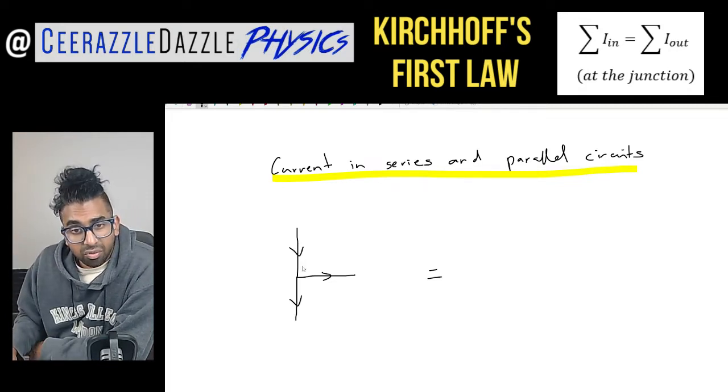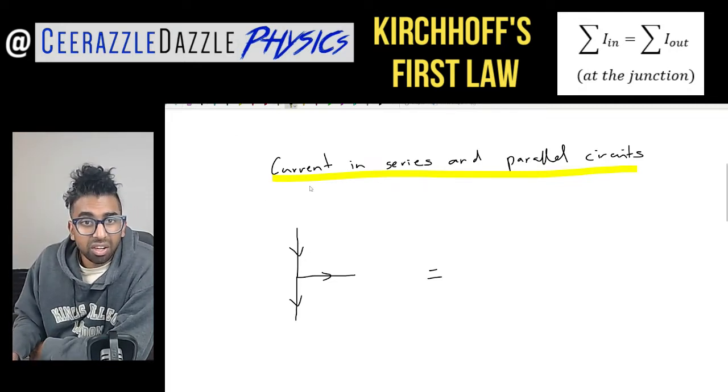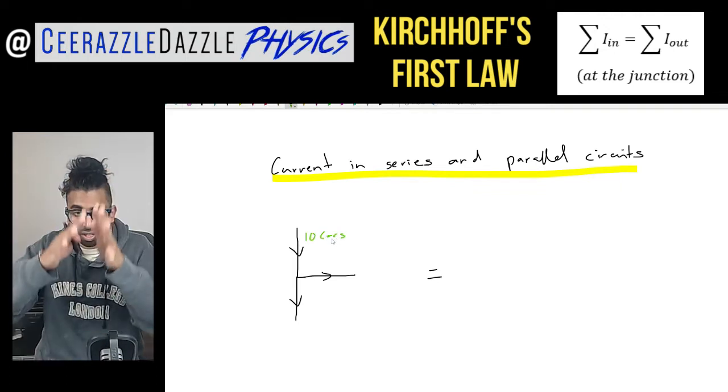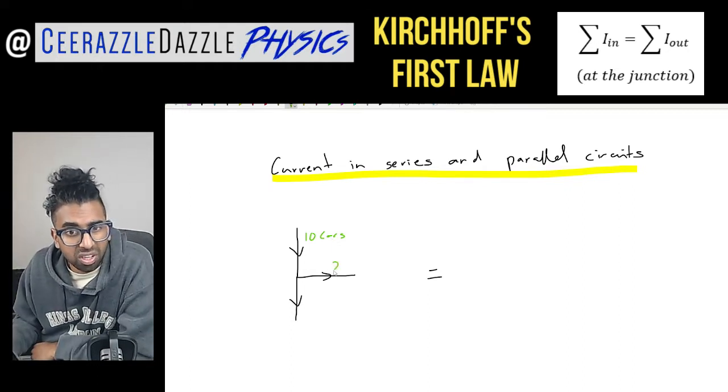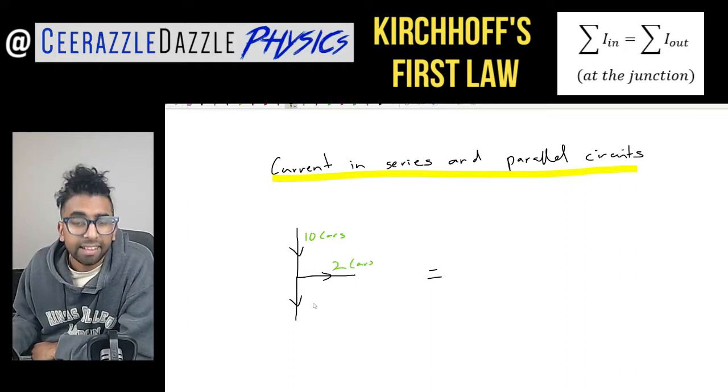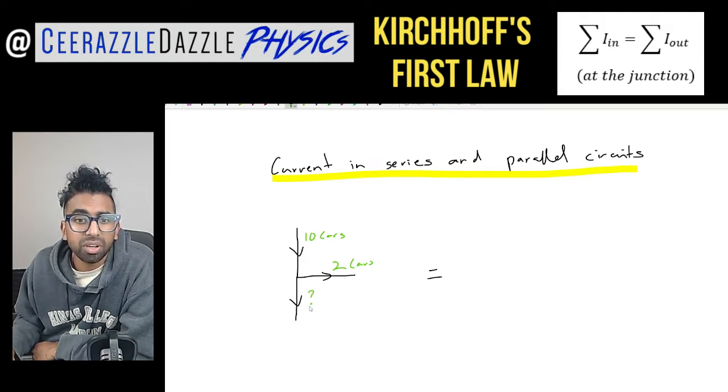So let's just say this is a road over here, and we have 10 cars on this road, yeah? We've got 10 cars going down this road, and then the road splits. And I say to you, all right then, 2 cars take this route over here. The question will be the following. How many cars go down this route? How many cars will it be?